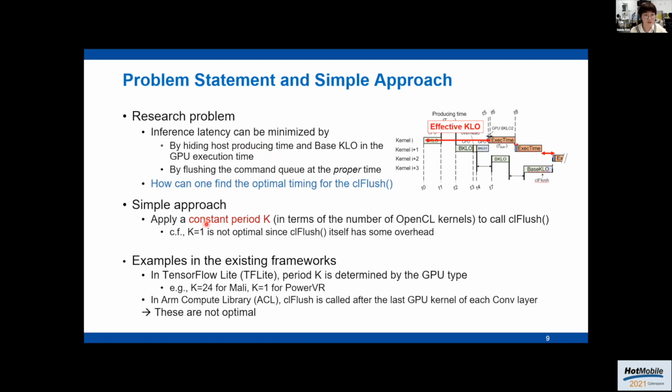One simple approach is to apply some constant period k, in terms of the number of OpenCL kernels, to call cl flush. For example, in TensorFlow Lite, the period k of cl flush is 24 for Mali GPU and 1 for PowerVR GPU. In the ARM Compute Library, cl flush is called after the last GPU kernel of each convolution layer. However, we found that these are not optimal.